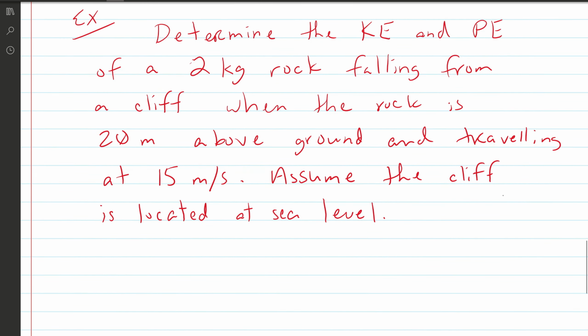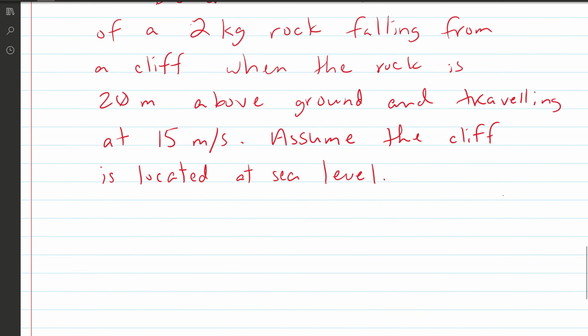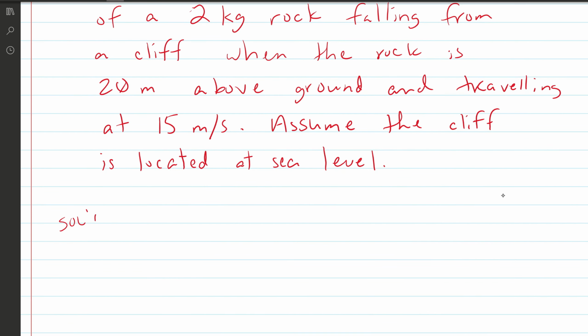All right, so determine the kinetic energy and potential energy of a 2 kilogram rock falling from a cliff when the rock is 20 meters above ground and traveling at 15 meters per second. We'll assume the cliff is located at sea level. All right, so here's our solution and how we work it out.